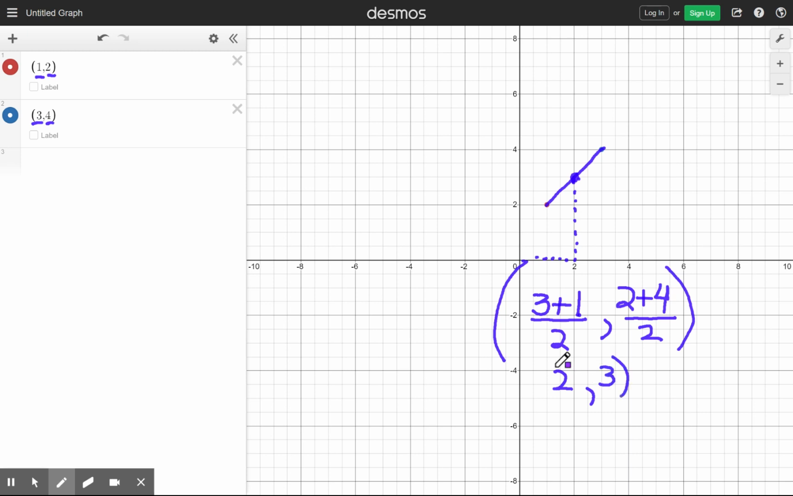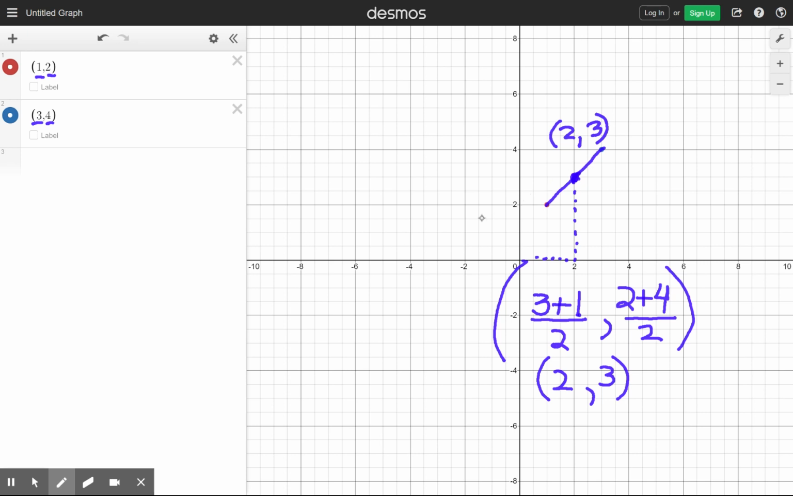And there we go. Just as we had anticipated, our midpoint is (2, 3). Now, we can use this procedure to find the midpoint between any 2 points, unless it's a vertical line, and we would have division by 0. Well, we'll deal with that separately.